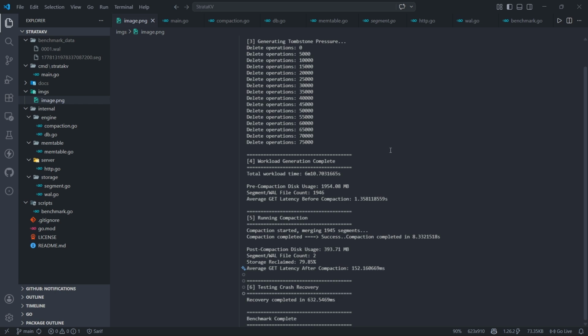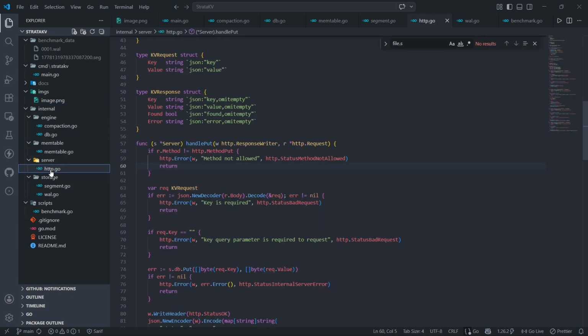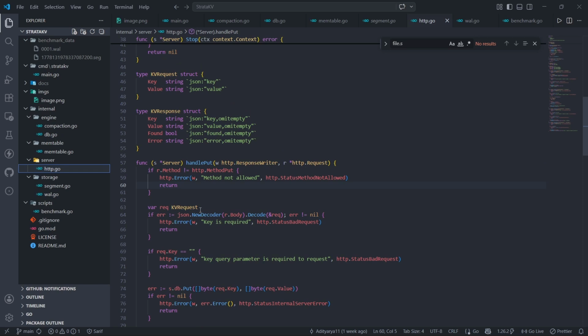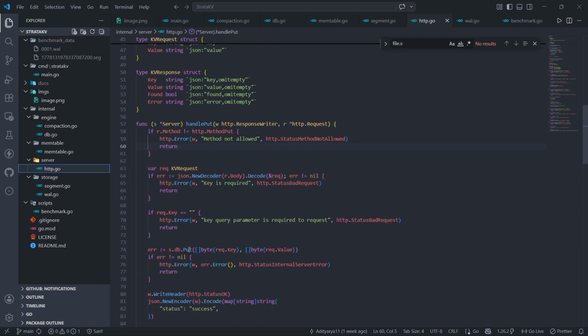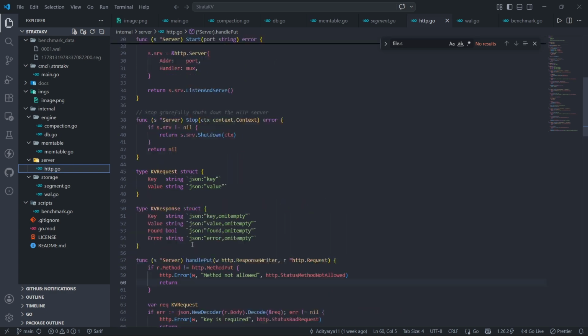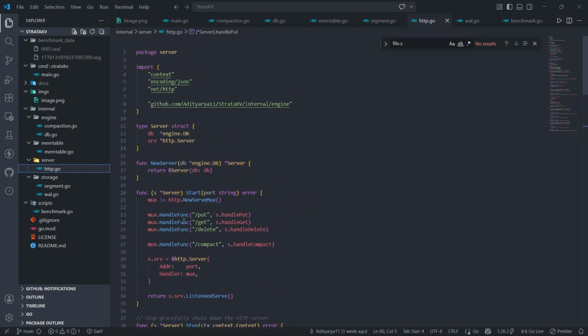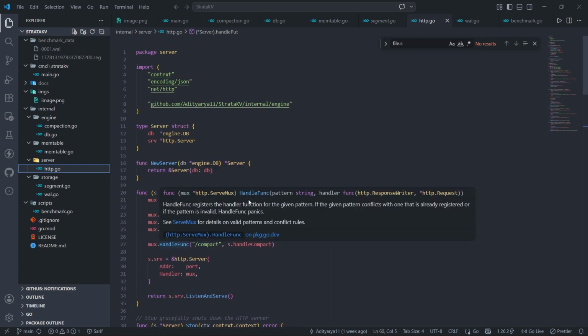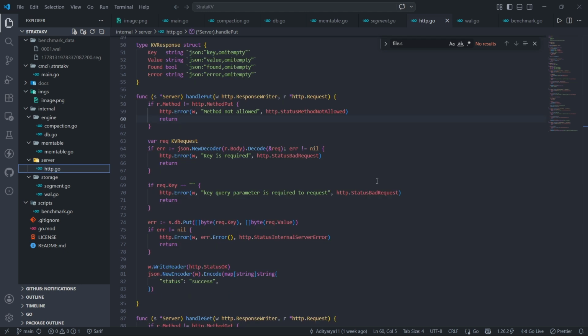Let's get to the HTTP API layer. After stabilizing the storage engine, I exposed the database through a lightweight HTTP API using Go's standard net/http package. I intentionally avoided external frameworks here because I wanted to understand the request lifecycle and transport layer directly.